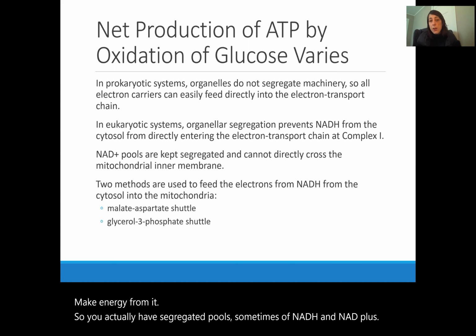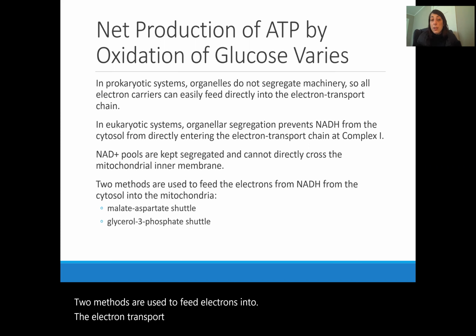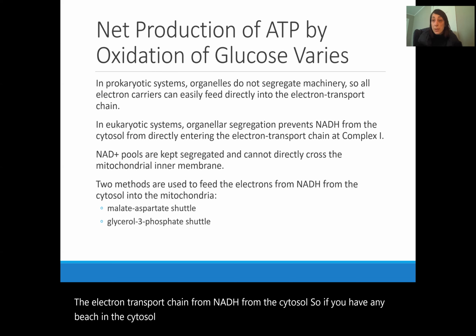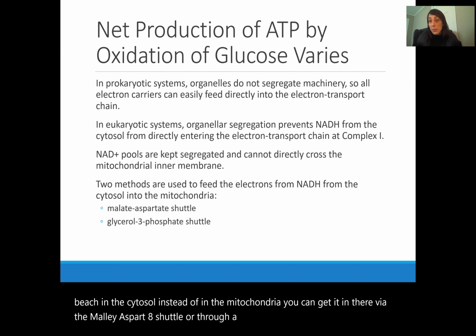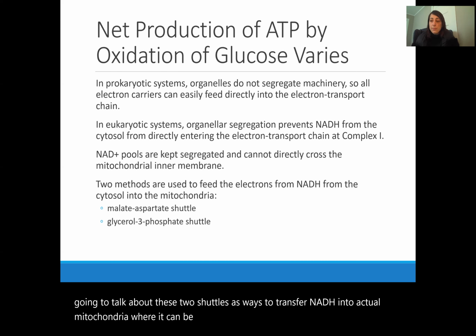Two methods are used to feed electrons into the electron transport chain from NADH from the cytosol. So if you have NADH in the cytosol instead of in the mitochondria, you can get it in there via the malate aspartate shuttle or through a glycerol 3-phosphate shuttle. And I'm going to talk about these two shuttles as ways to transfer NADH into the actual mitochondria where it can be utilized by the electron transport chain.